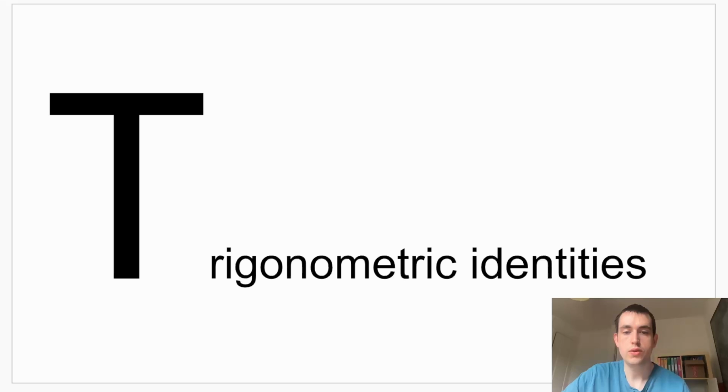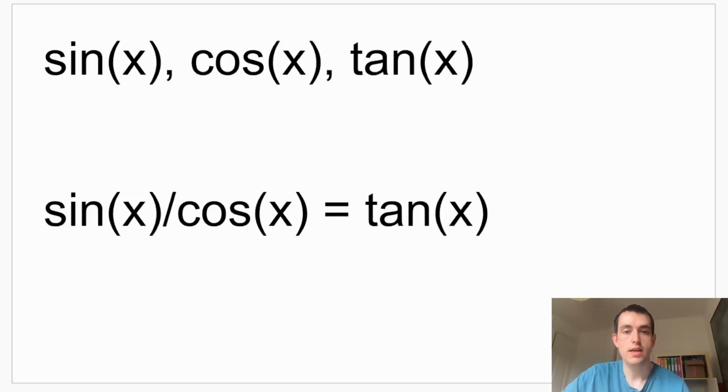T is for trigonometric identities. Good old sine, cos, tan again. We know those from GCSE. Well, this time we create an equation. Whenever you divide sine by cos, it's actually exactly the same thing as tan. And there are a few other identities that you can learn along the way.